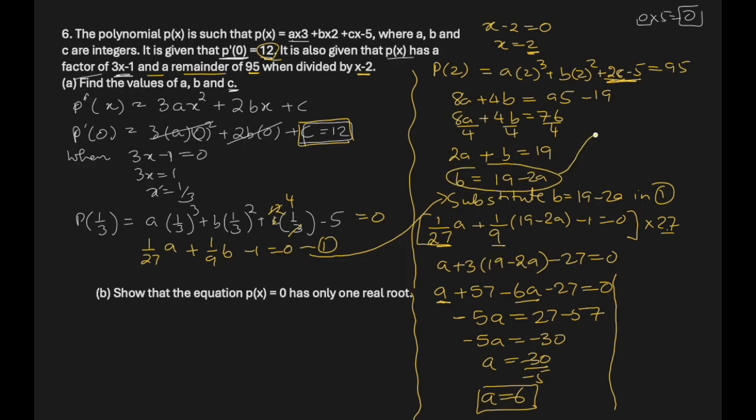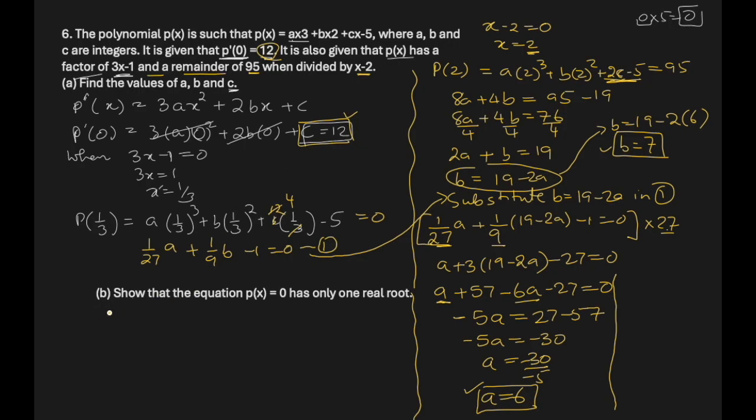We knew this. Let's find it here. B equal to 19 minus 2 times A, and A is 6 now. So 19 minus 12 is 7. So B becomes 7. This becomes our final answer. A is 6, B is 7, C is 12.